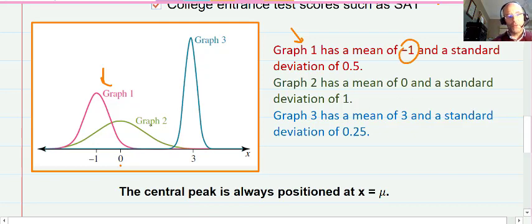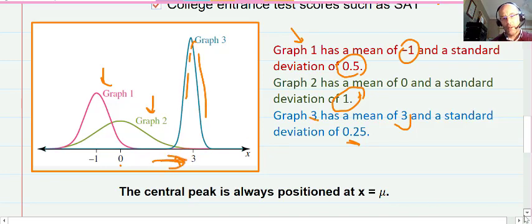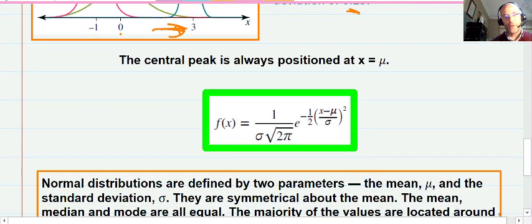Graph 2 has a mean of 0 and a standard deviation of 1. Notice that it's more than that one. You see that graph 2 is much broader, yet it's lower. It's more widely distributed, yet they're all still normal distributions. Graph 3 has a much higher mean, 3, and it towers above the other two, but its standard deviation is quite narrow. So it'll peak quite high, and because it has a mean of 3, it's much further over there. We're going to have a final look at all this stuff as we go.